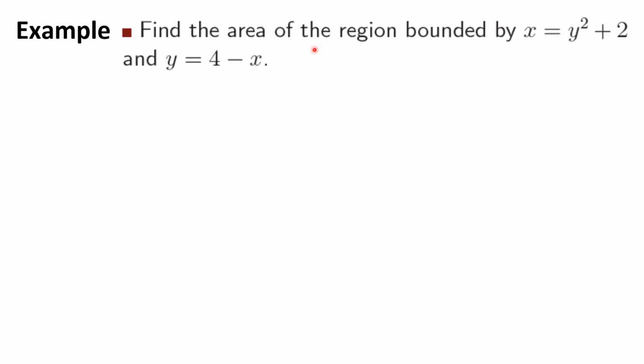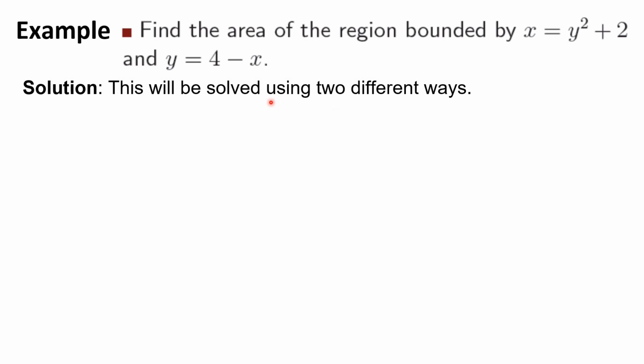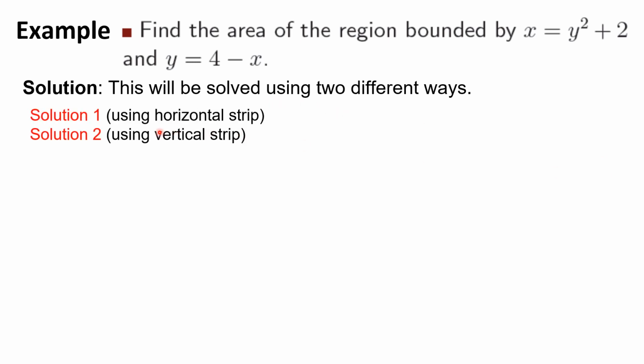So we take the following example. You're asked to find the area of the region bounded by x equals y squared plus 2 and y equals 4 minus x. Now, to get the idea of how the region looks, we have to sketch the following. Actually, this will be solved using two different ways. The first one would be using your horizontal strip, and the other one would be using your vertical strip.